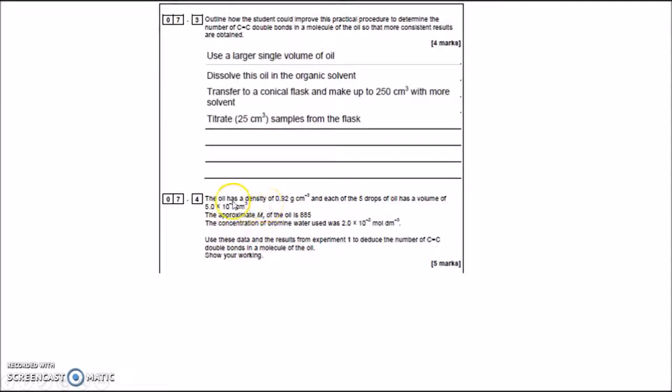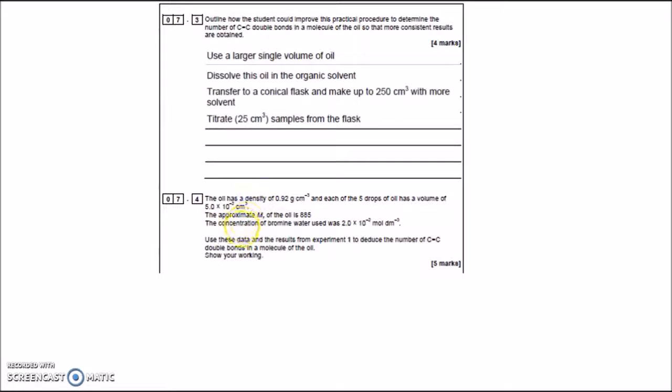Let's have a look at this question now. It's for 5 marks and it's unscaffolded. In other words, it's not led you through, it's not said what steps to take. However, we have some big clues in here. An oil has a density. That word density, there's only one thing you can do with density. Density is mass divided by volume. That's the only equation you've got for density. Density, mass divided by volume.